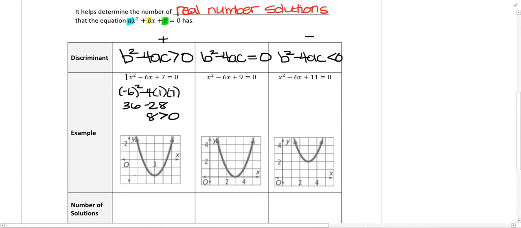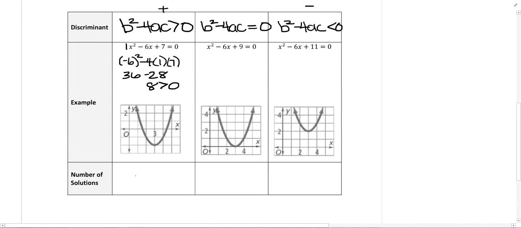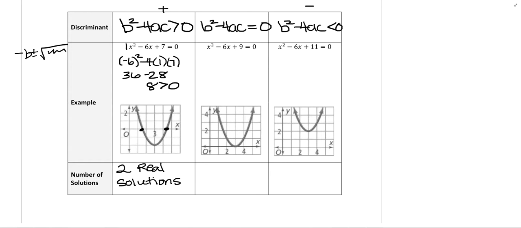And so what that means is that when you take that square root, you're going to get 2 answers. Remember the plus or minus in front of the square root in the quadratic formula? That gives you 2 answers, right? It's negative b plus or minus the square root, and there's the discriminant. And so that plus or minus gives you 2 answers. And so that means in the graph there are going to be 2 x-intercepts, and there are going to be 2 real solutions. Okay, so this is the first case. If it's positive, greater than 0, you get 2 x-intercepts, which are 2 real solutions of that equation.